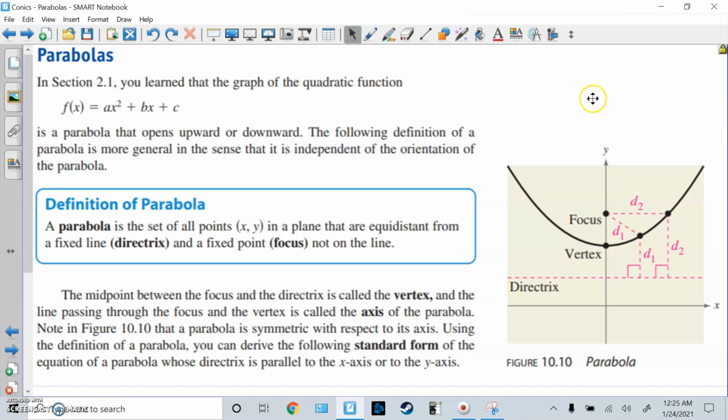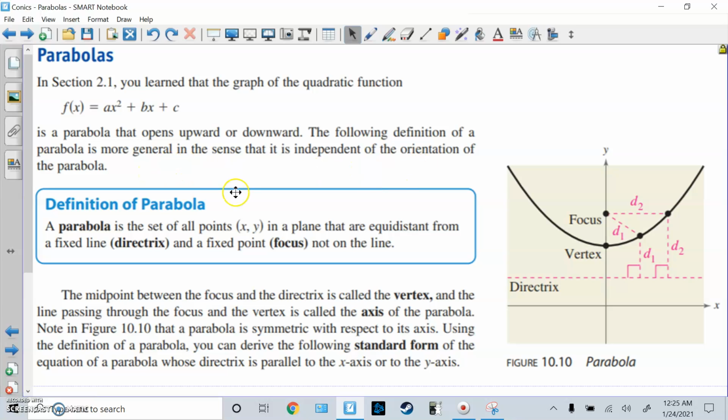So, parabolas you learned before follow the equation y equals ax squared plus bx plus c, and the parabola opened up or down, depending on whether a is positive or negative. But now we're going to use the conic definition of a parabola. That's even more generic or universal, because it doesn't care which orientation the parabola is going.